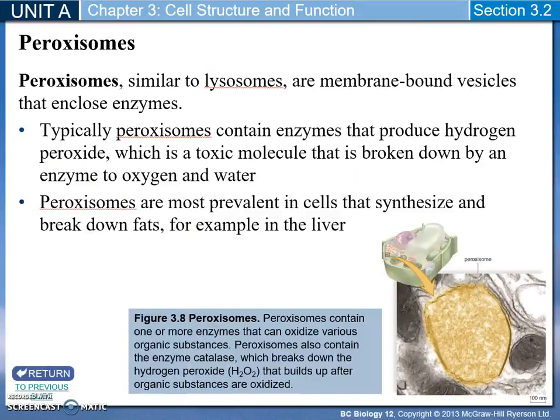Peroxisomes are similar to lysosomes. They're membrane-bound vesicles that enclose enzymes, and typically peroxisomes contain enzymes that produce hydrogen peroxide. It is a toxic material, and it's broken down by an enzyme to oxygen and water. Peroxisomes are most prevalent in cells that synthesize and break down fats. For example, cells in the liver do that.